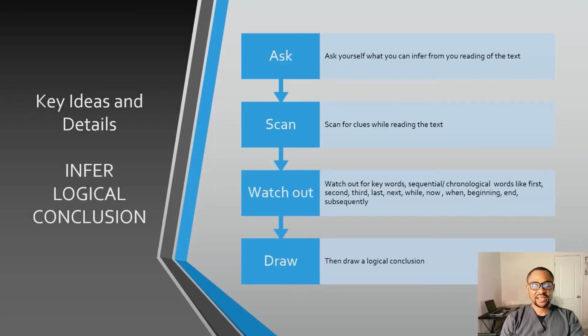So under key ideas and details, you will also be tested on your knowledge of inferring logical conclusions. In the passage, you will be asked, the first thing you do is to ask yourself what you can infer from reading that particular passage. Remember, they are trying to know how logical you can be when you are reading a passage. So first, ask yourself what you can infer from the reading. Then you scan for clues while you are reading the text.